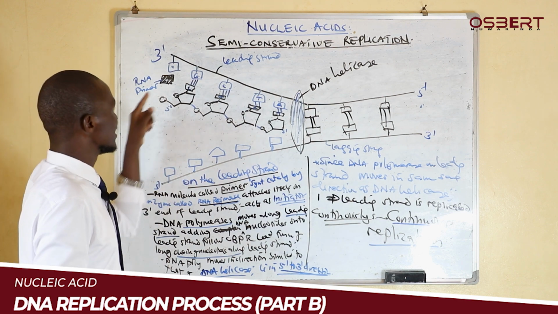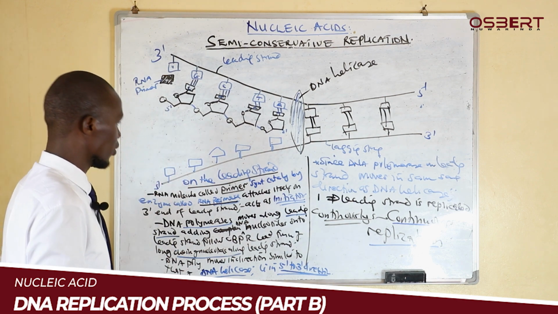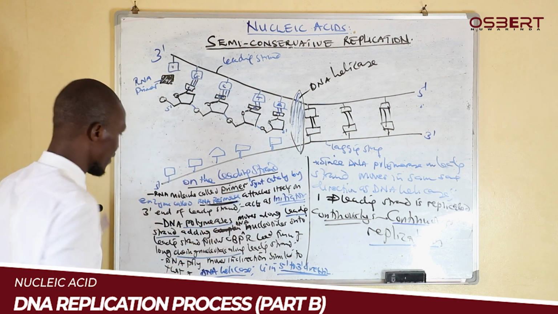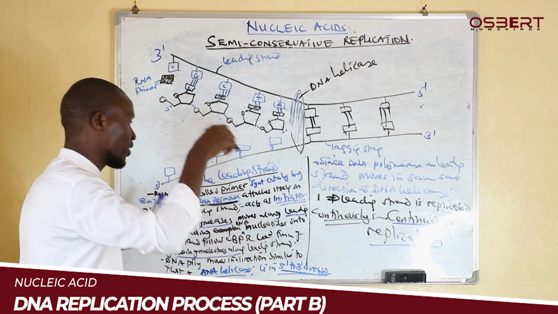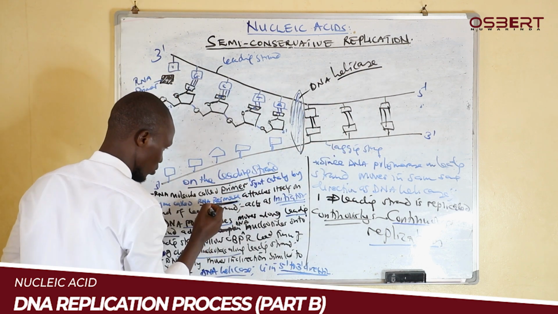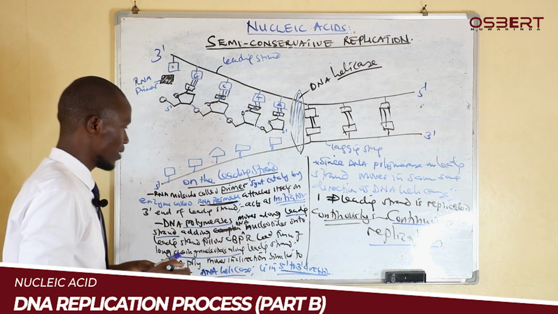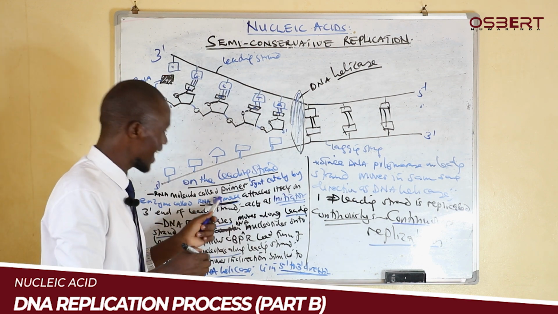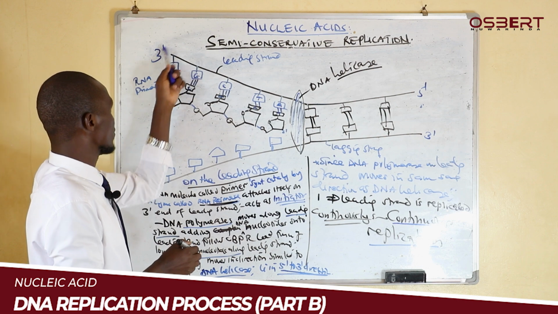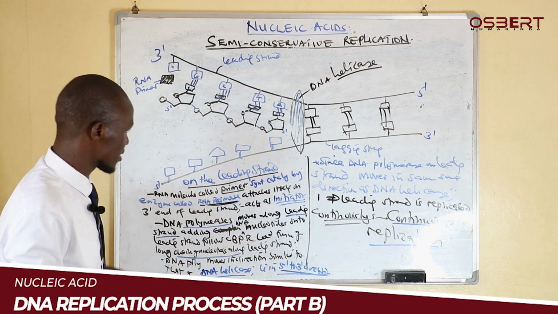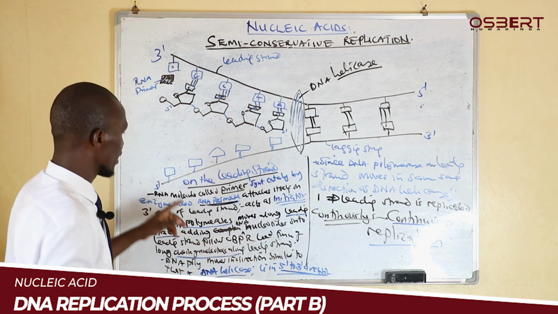After that comes DNA polymerase, the second enzyme. Of course, the first enzyme of all was helicase. Then we came to primase, which helps us to form the primer. And from primase, we are now coming to polymerase. After the primase has attached itself on the 3 prime end of the leading strand, it acts as an initiator.